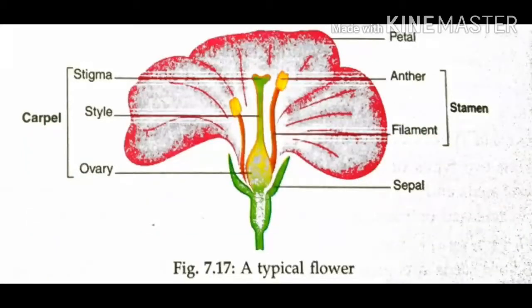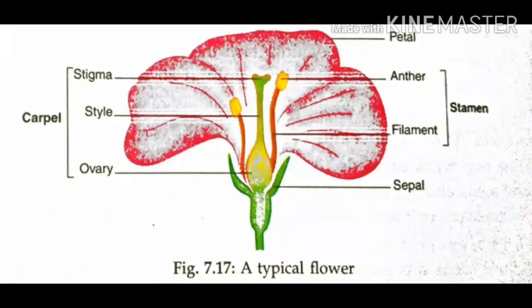Next we are going to see flowers. We know that plants can be divided into two groups: flowering plants and non-flowering plants. Plants that bear flowers are called flowering plants. And some plants like fern and pine trees are not flowering plants because they do not bear flowers. They are called non-flowering plants.